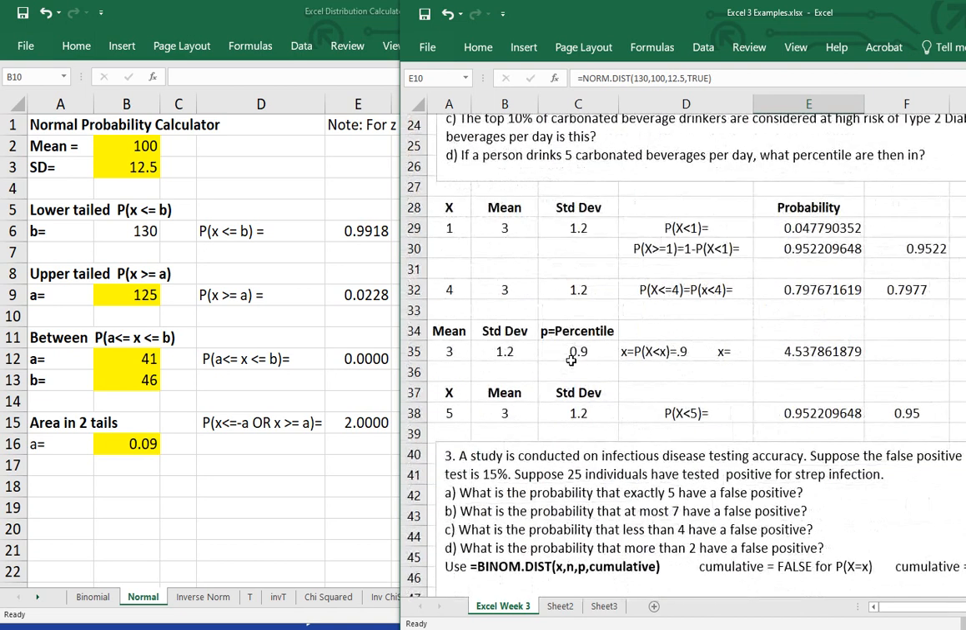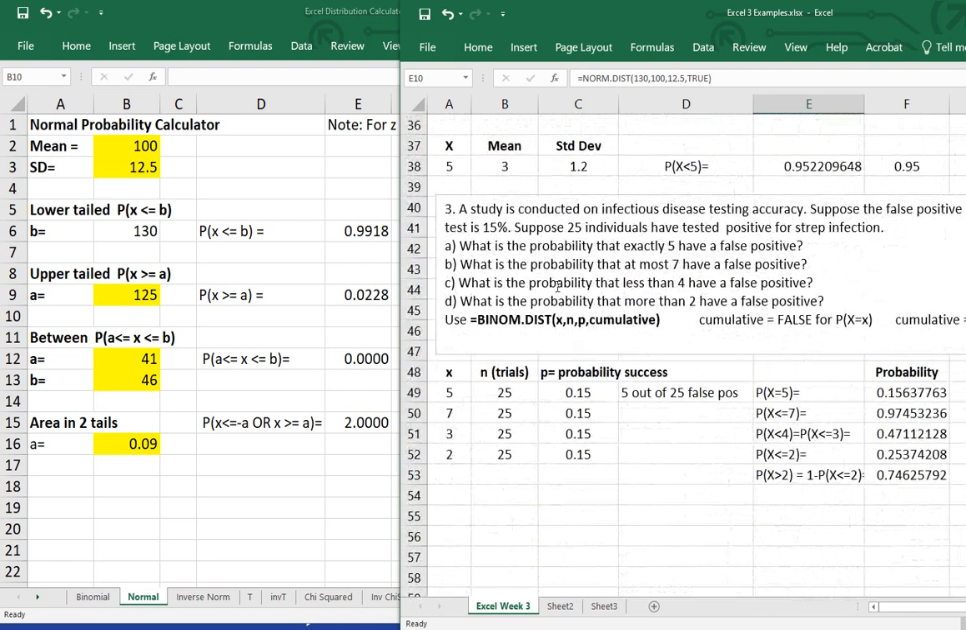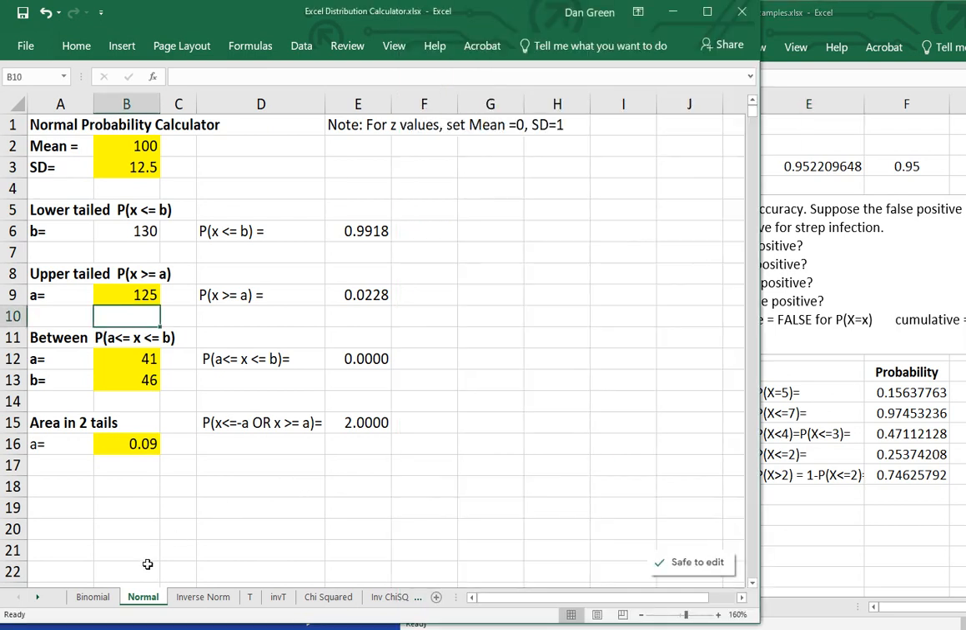So we can also do binomial probabilities here. Down here we had a study looking at infectious disease accuracy, and we were looking at the false positive rate of 15%. So that means that our p here was 0.15. So probability that x equals 5, we got 0.1563. That's a binomial probability. Either the test result is correct or it's not correct. Either it's a false positive or it's not.